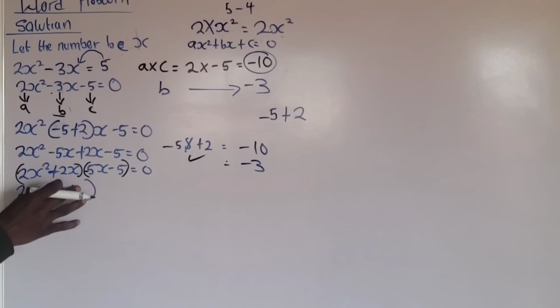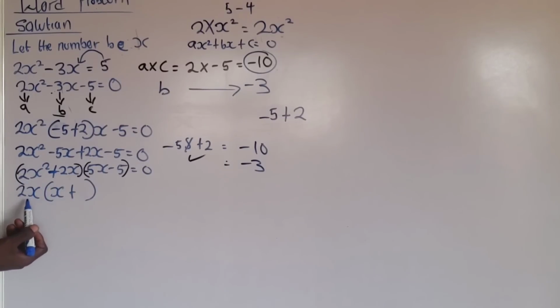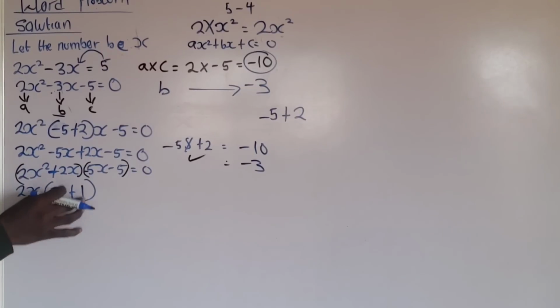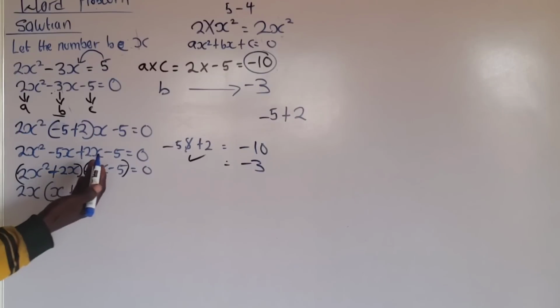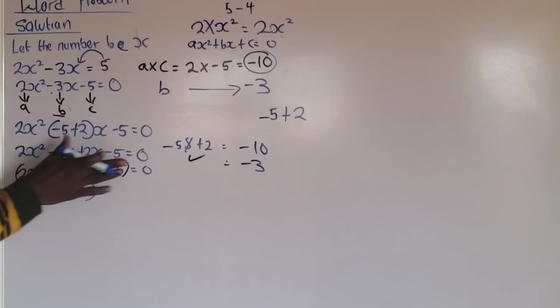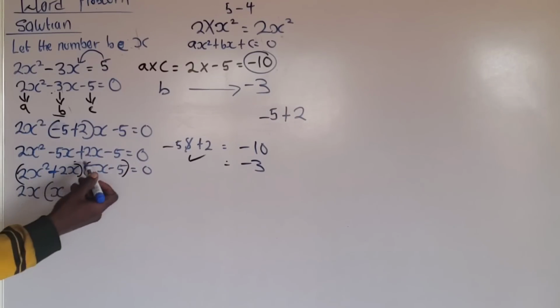Even it's not plus 2, it is plus 1. What is common to 2x squared and 2x is 2x. So I factorize 2x. Then I have x plus 1. If you take the product of 2x and x, you are going to have 2x squared. If you take the product of 2x and 1, you are going to have 2x. So when I got to this point, I divide this equation into 2, the first part being here and the second part being here.